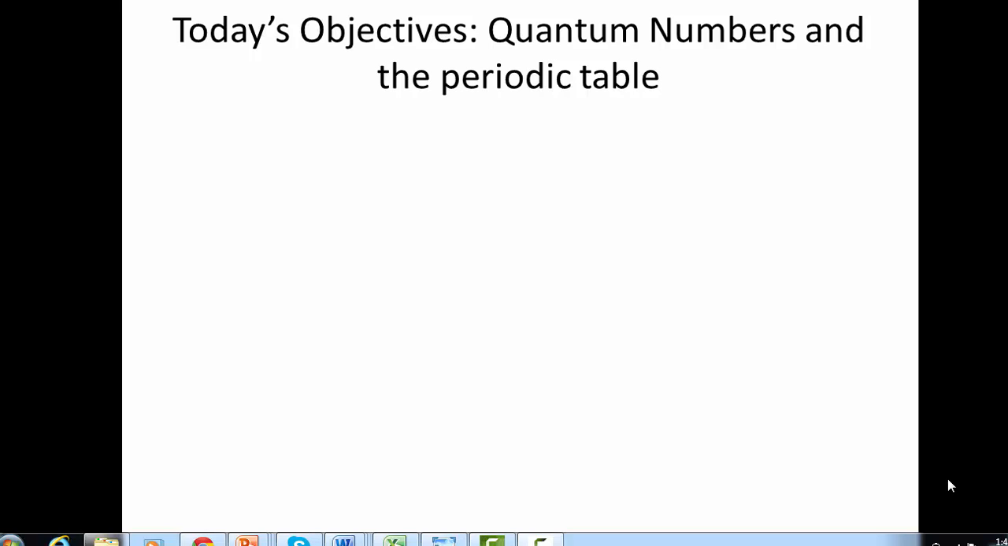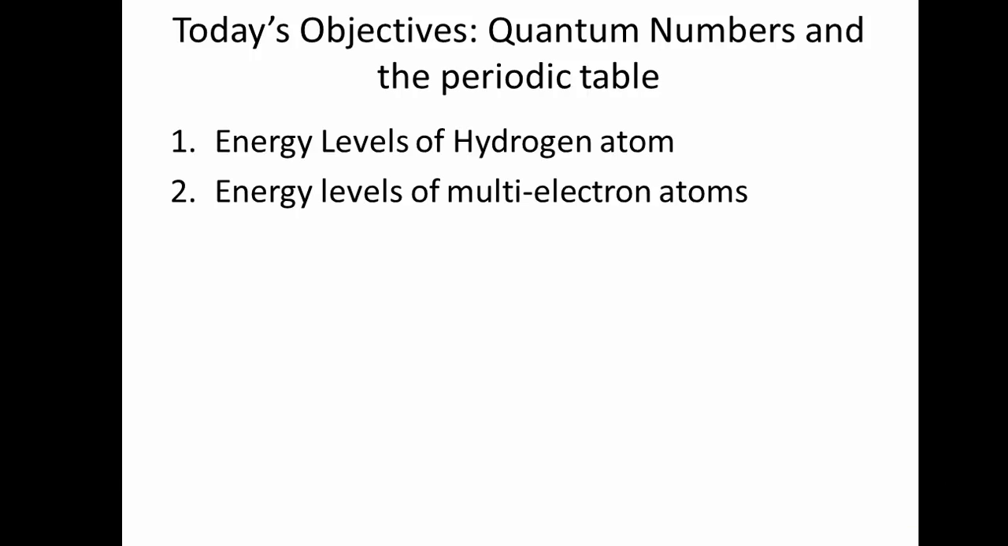We talked about quantum numbers quite a bit, so now we're going to start talking about the energy levels for atoms, particularly multi-electron atoms, and how quantum numbers are related to that. First, we're going to discuss the energy levels of a hydrogen atom. Next, we're going to talk about the energy levels of multi-electron atoms. We're going to talk about how that's different from the hydrogen atom due to penetration and shielding.